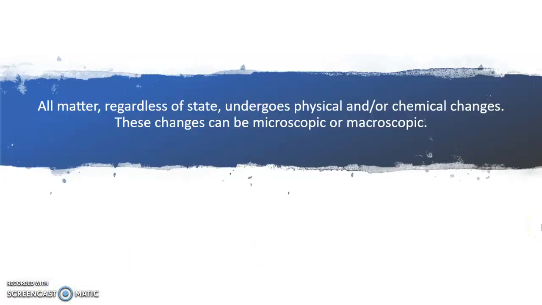So all matter, regardless of state, undergoes physical and or chemical changes. These changes can be microscopic or macroscopic. Now, microscopic would be like the chemical level, something is changing about the chemical compounds. Macroscopic, macro means large, that means you could see it. So you could see the change happening.